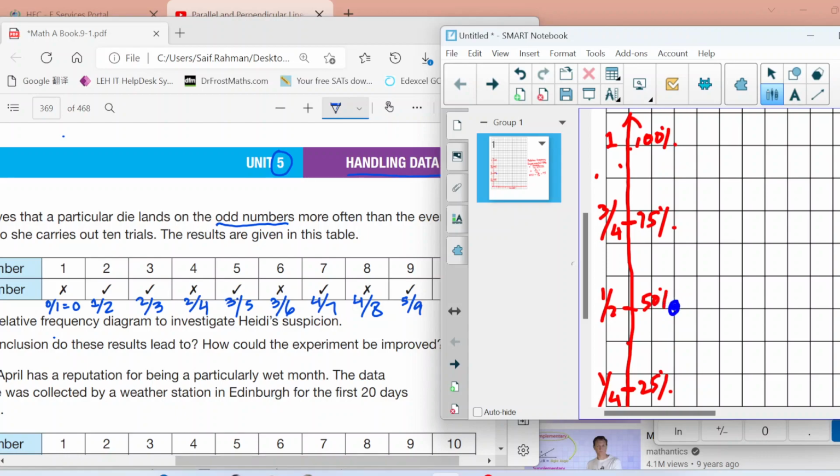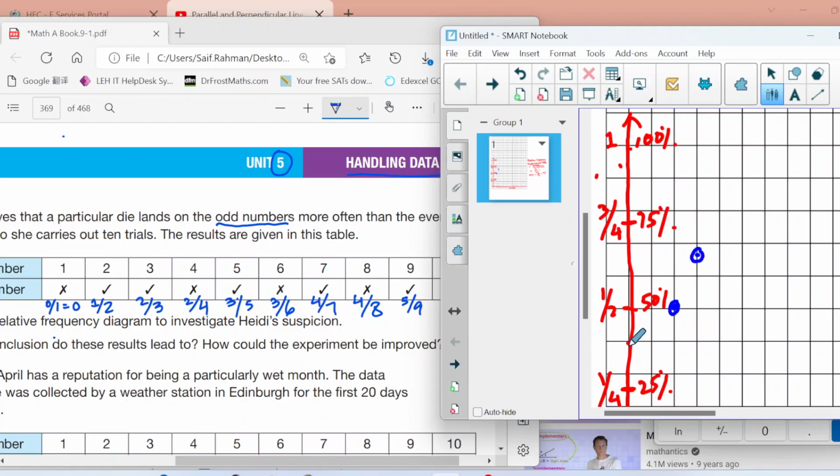And for the third one, it was 2 by 3. So 2 by 3 is 2 out of 3, so that makes around 66%. For the third one, if this is 50, this is 60, and this is 70, so the 66 should be here somewhere.